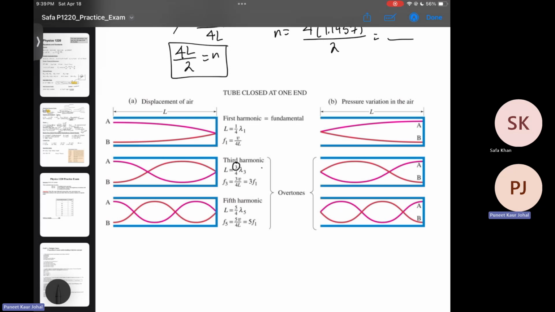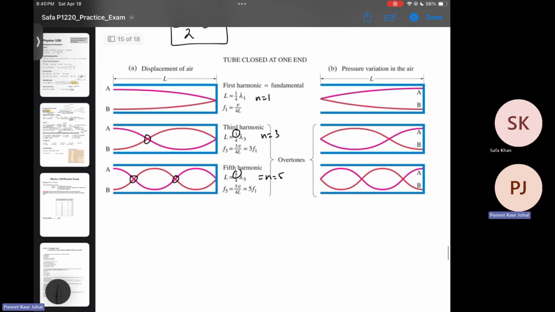So this is the formula when n equals 3 and n equals 5. The number of nodes is always 2 less, right? And here when n equals 1, there are no nodes.